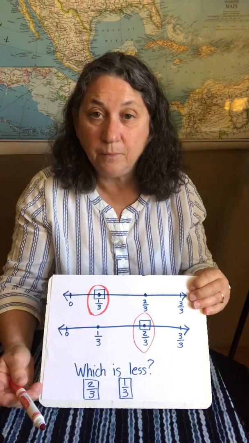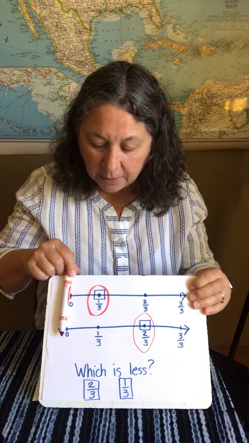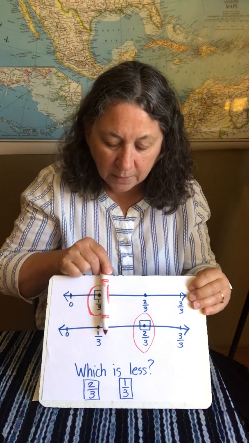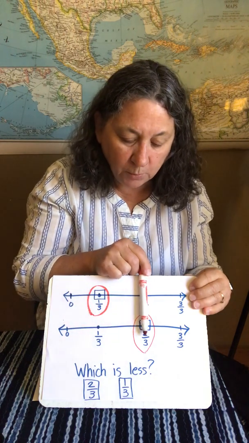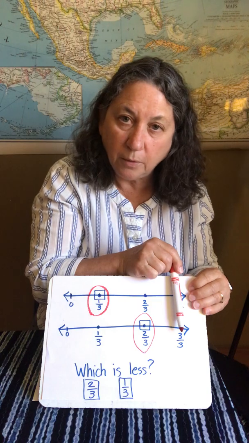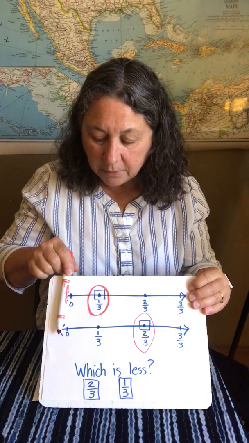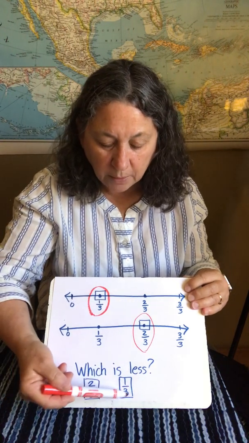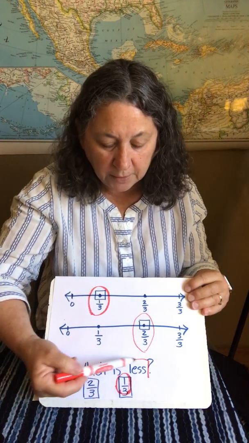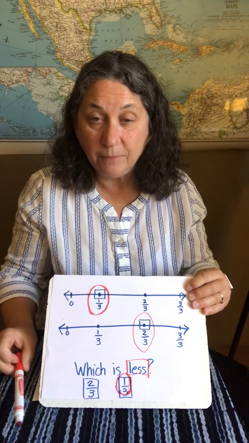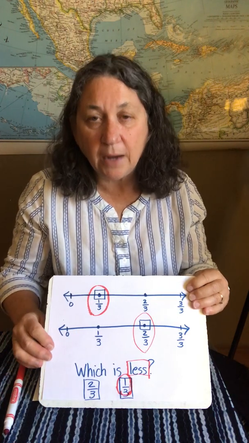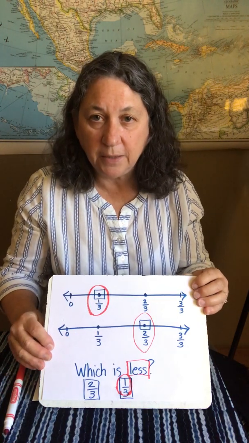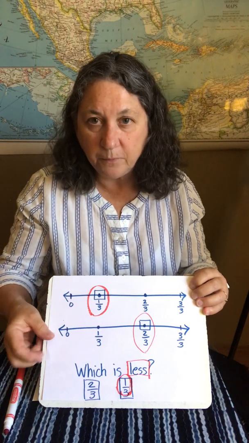How would I know? Well, if I start here and I go across the line, the one that's further along is more because it's closer to one whole. So the one that's nearer to 0 would be less. So in this case, you would pick 1/3 because 1/3 is less. So that's one of the practices that you're going to do in your IXL today. There'll be two number lines. In the next practice that you're going to do today, there'll only be one number line.